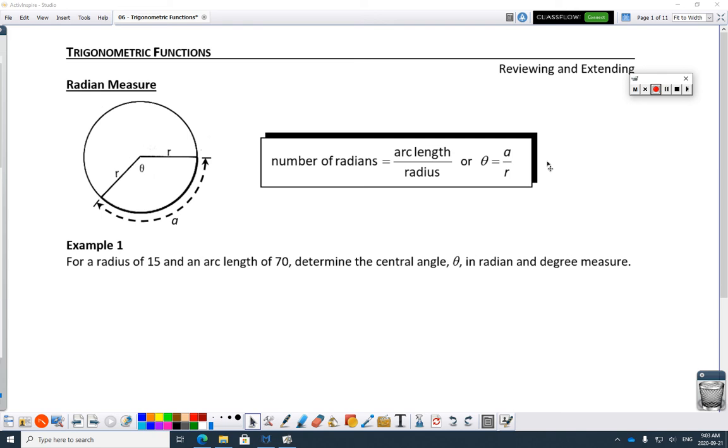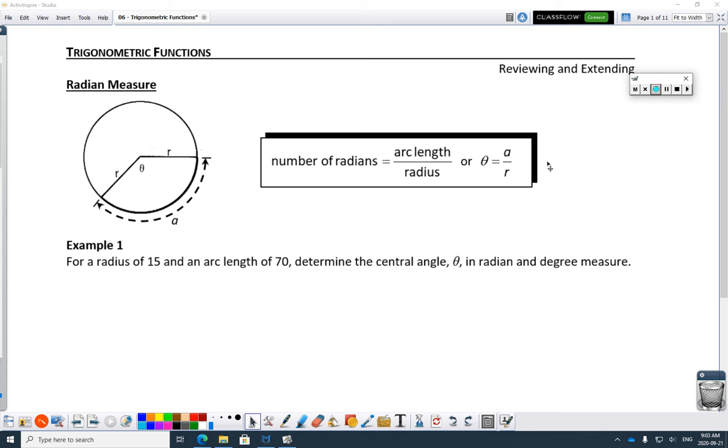Trigonometric functions, reviewing and extending a little bit. This is a little more than was in Advanced Functions. It starts off reviewing the stuff in Advanced Functions, then it goes a little farther. Radian measure. There's the picture for radian measure. It tells you exactly what's going on. It says, okay, if you want to know the arc length around the outside of a circle, and you know the radius and the angle, the relationship is theta equals a over r.